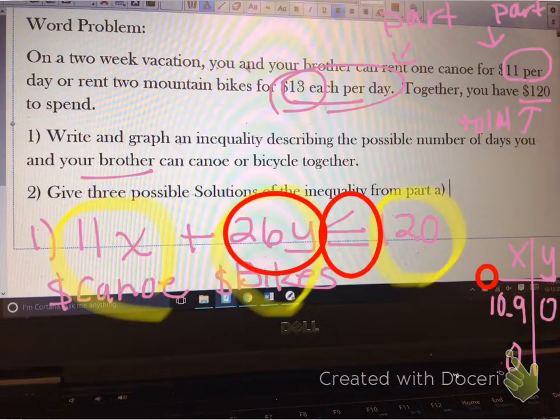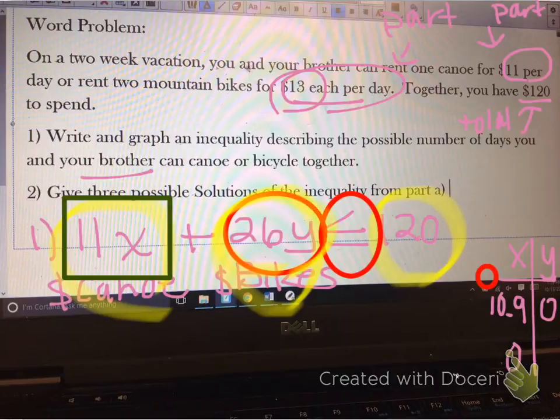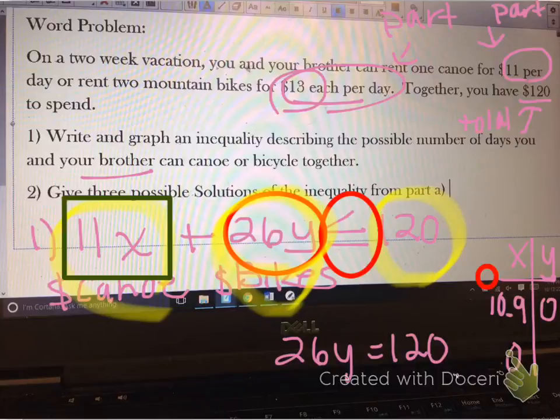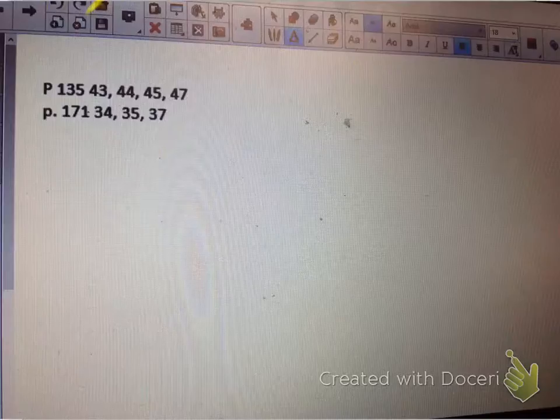Next, I want x to be 0. This whole term then goes away, and I have 26y is equal to 120. I'll show my work down here if you need that. I'm going to solve for y by dividing 120 by 26. When I do that, I get 4.6. Sorry, I'm running out of room. I'm going to graph that now.